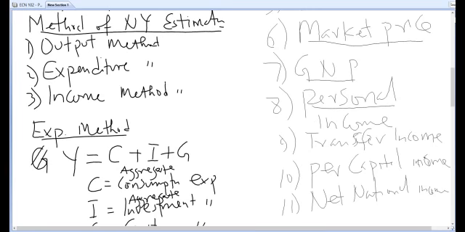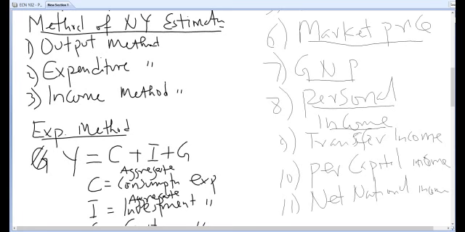Then transfer income. Transfer income is the money given by the government to a citizen. Examples include social security, unemployment compensation, and other welfare provisions by the government to the citizen. So that is transfer income.